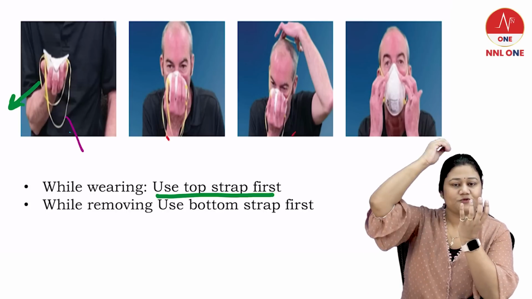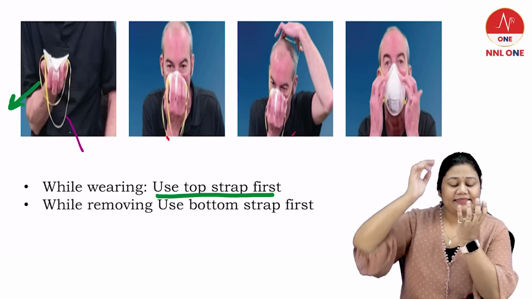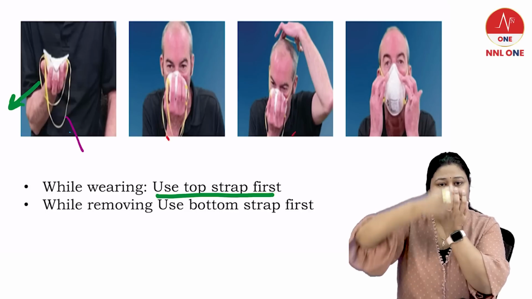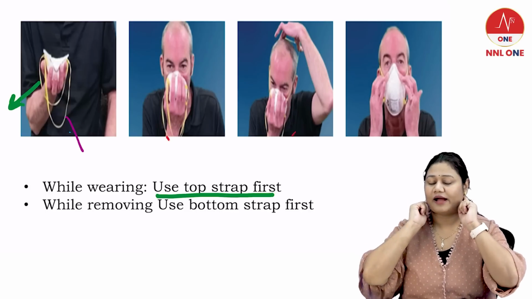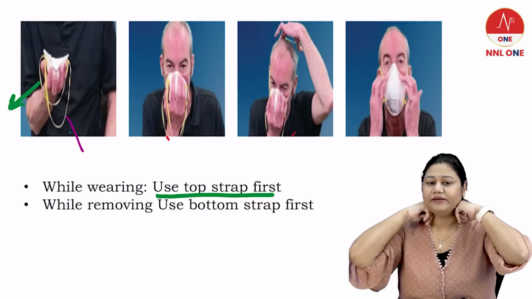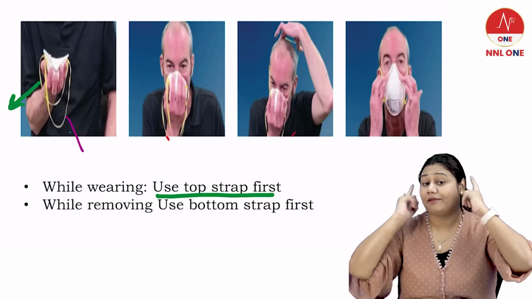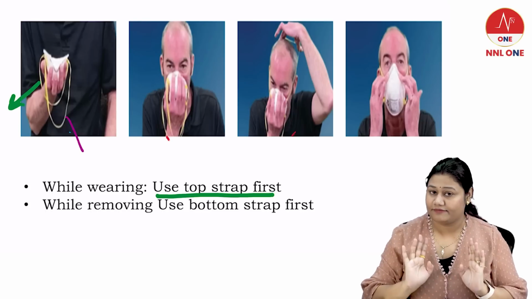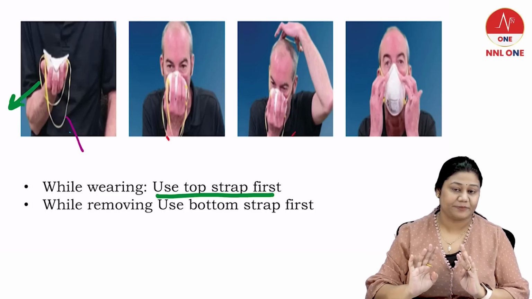I will take the top strap to my crown area, and after that I will take the bottom strap and keep it below my ear, behind my neck. Below my ear, not above my ear. This is how I will wear my N95 respirator.